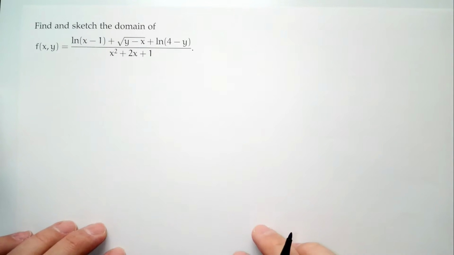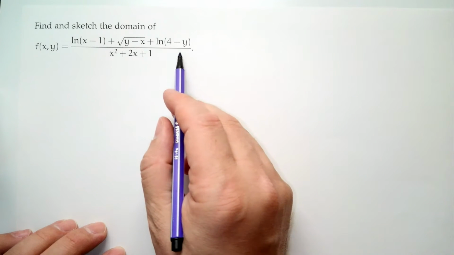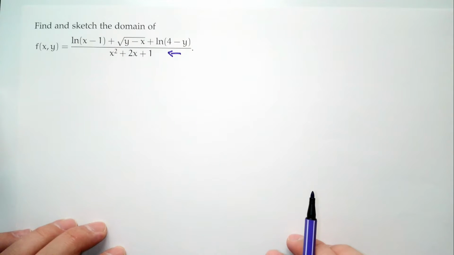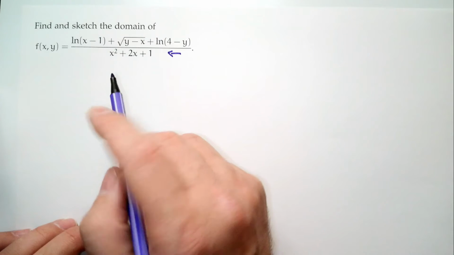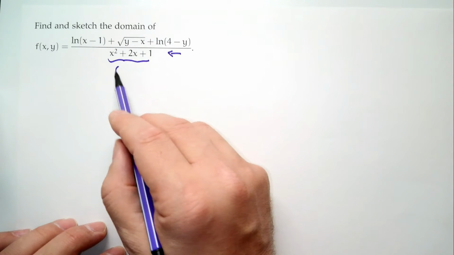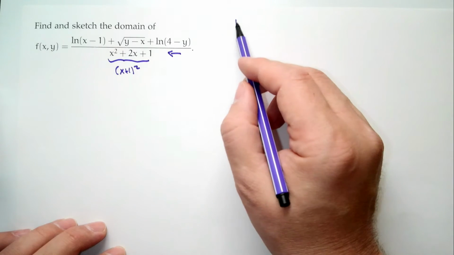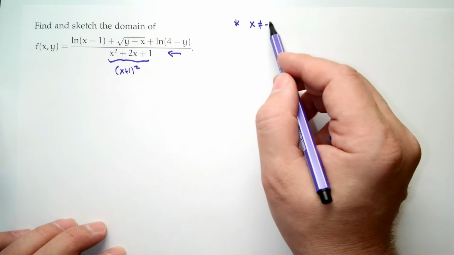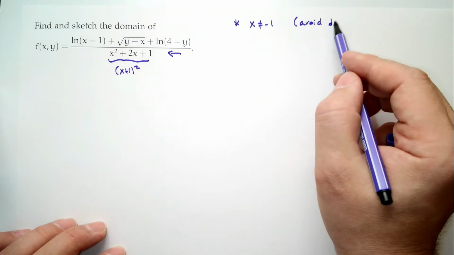So, all right, we've got to check a bunch of things. So we'll just work our way through. Let's start with the denominator. Well, in the denominator, we just ought to make sure we're not 0. Now, what's another way to say x squared plus 2x plus 1? X plus 1 squared. So, we know our domain, x can't be negative 1, because we want to avoid divide by 0.